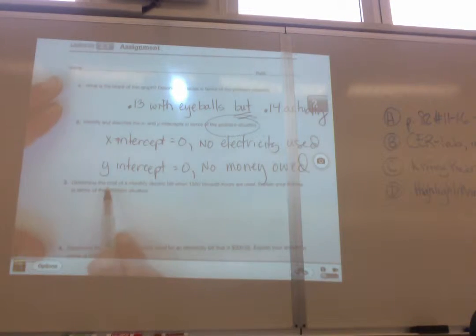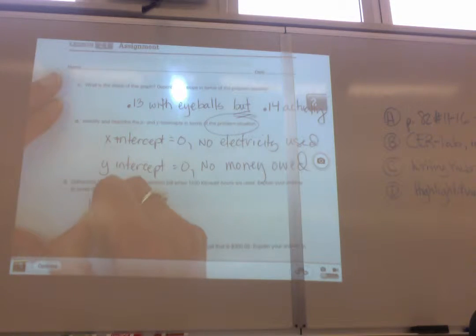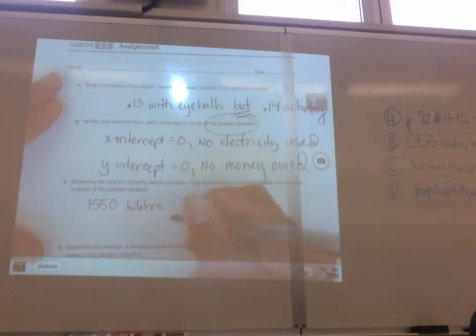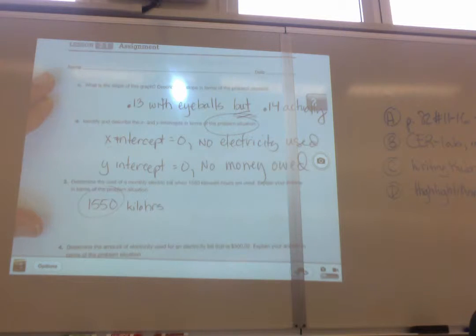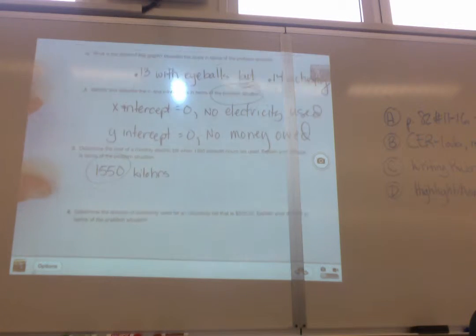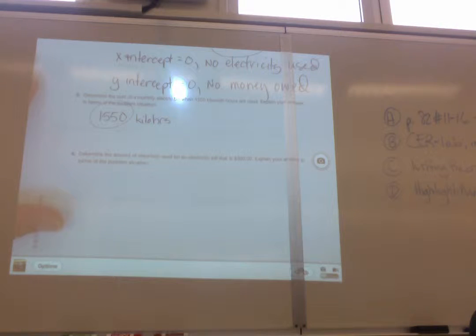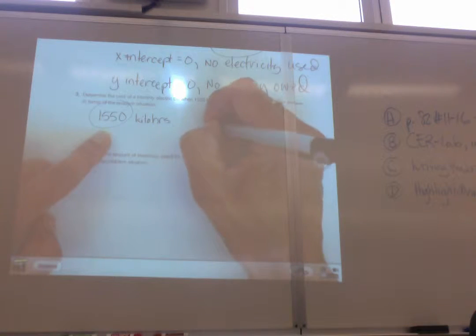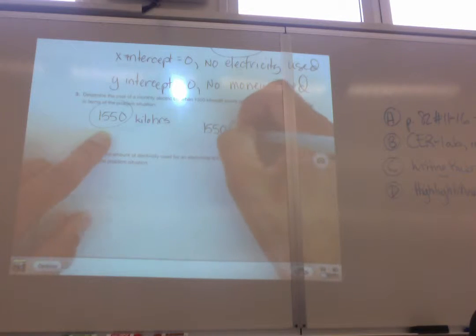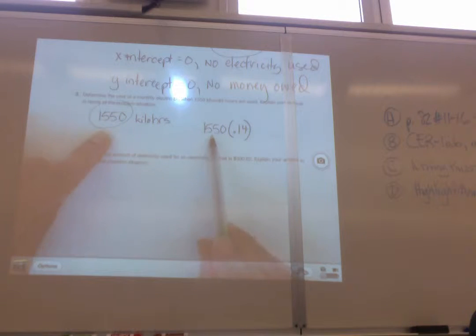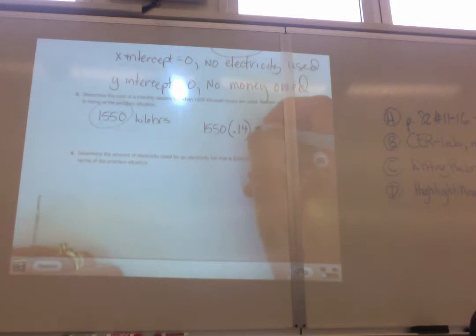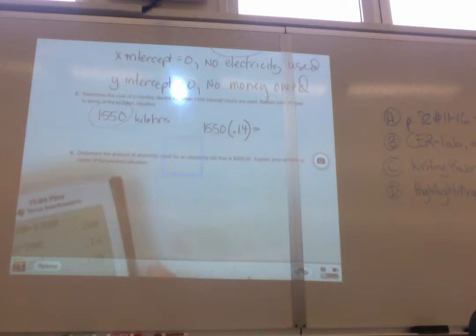Okay. Determine the cost of a monthly electric bill of 1550 kilowatt hours. How can we figure out what the bill is going to be? Molly? You would multiply 1,550 by 0.14. The pattern in our function is that the cost depends on how many kilowatt hours, and it's 14 cents per kilowatt hour. So just like when we were loading our table, we're going to multiply 1550 times 0.14.